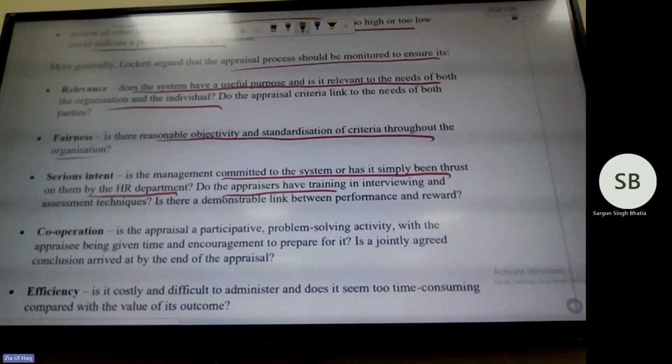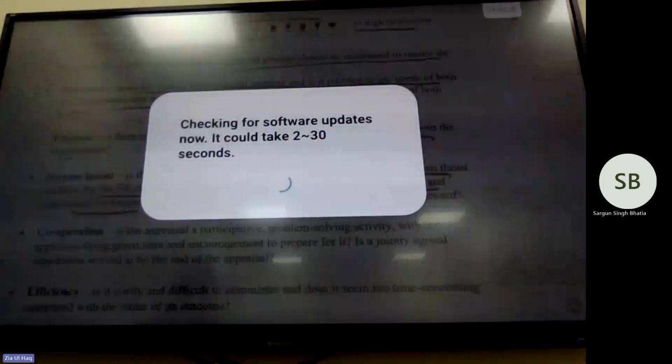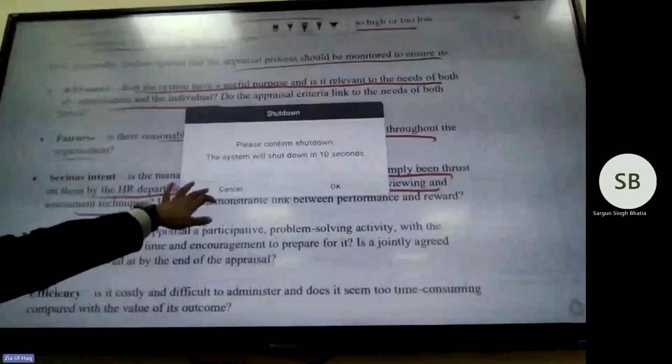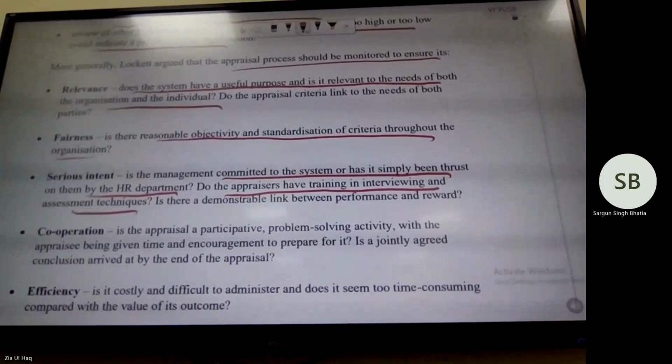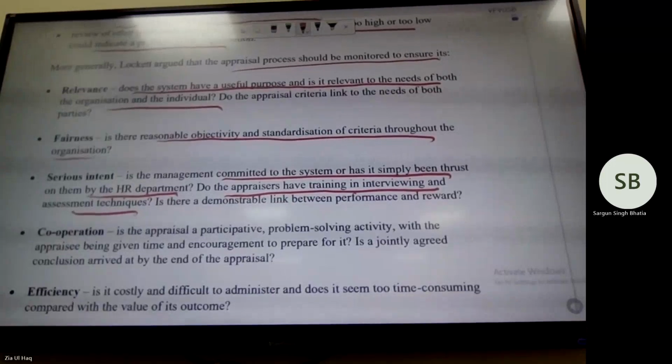Do the appraisers have training in interviewing and assessment techniques? If he is not trained enough in how to appraise performance, then there is no serious intent. He should be trained. He should know how to do proper performance appraisal. The interview technique should be adopted: tell and listen rather than tell and sell.